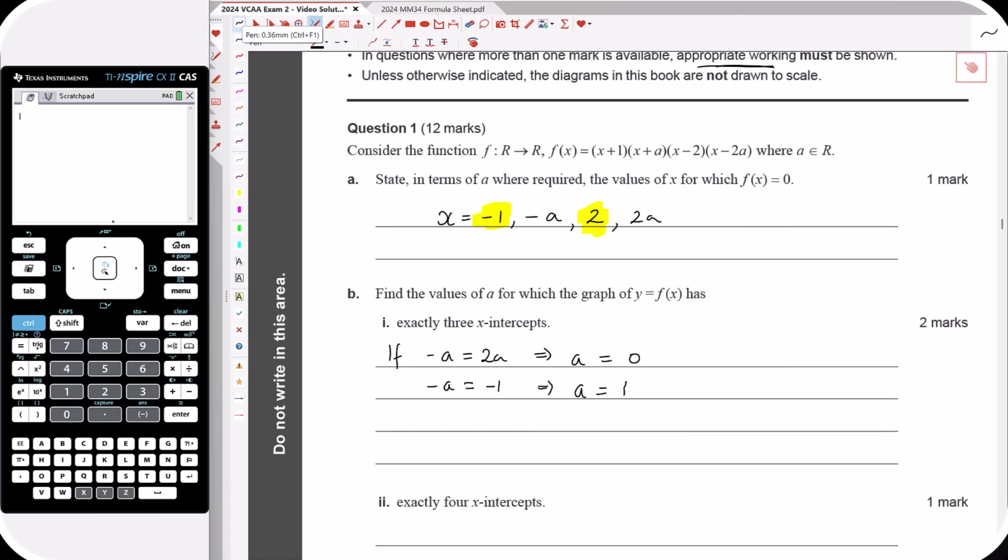Because if we think about it, it's essentially giving us the same thing as if we did 2a equals 2, which also implies a equals 1. And so a equals 1 only gives 2 intercepts.